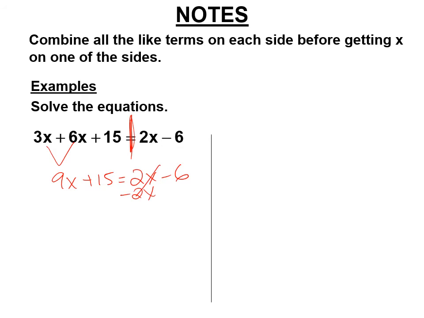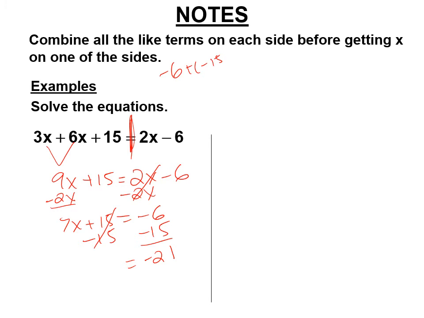I want to get rid of the 2x. Okay, so I got 7x plus 15 minus 6 turns into -6. Subtract 15 from both sides. -6 minus 15 is -21, right? Same as -6 plus -15. Divide both sides by 7. X equals -3.